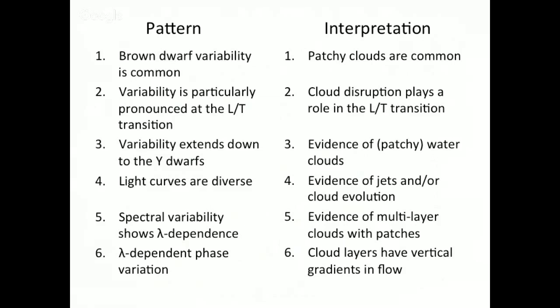The diversity of these light curves, if we think back to Neptune's very diverse light curve, suggests that it's not just one feature coming in and out of view, but in fact, it could either be multiple features at different latitudes that are moving in different directions, maybe because of jet models, or it could be the actual evolution of the clouds themselves. We can't actually disentangle that at this point.